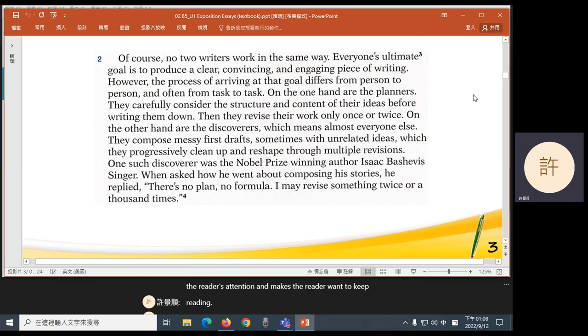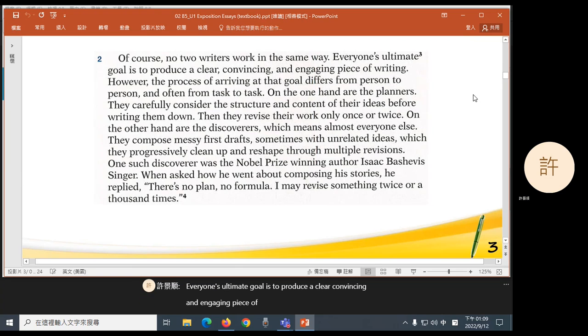Paragraph two: "Of course, no two writers work in the same way." So here we are beginning to explain the main topic of the essay. How do writers come up with ideas? There are different ways. "Everyone's ultimate goal is to produce a clear, convincing, and engaging piece of writing."